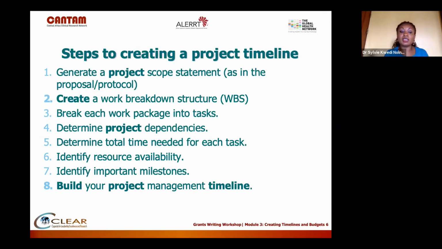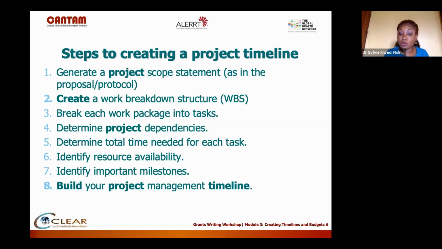And by linking them together, you end up with the total time that is needed, first for each task and for the research project as a whole. You need to identify your resource availability. Let's say that you need to hire nurses if you're doing a study in the clinic. Or maybe you don't need to hire nurses, but you have nurses in your clinic already, or the clinic that you're going to work in.